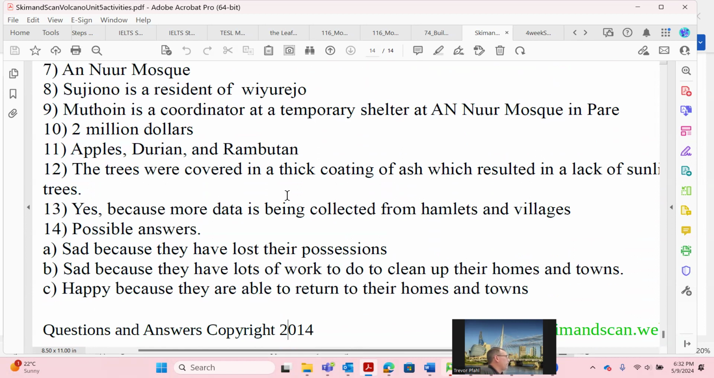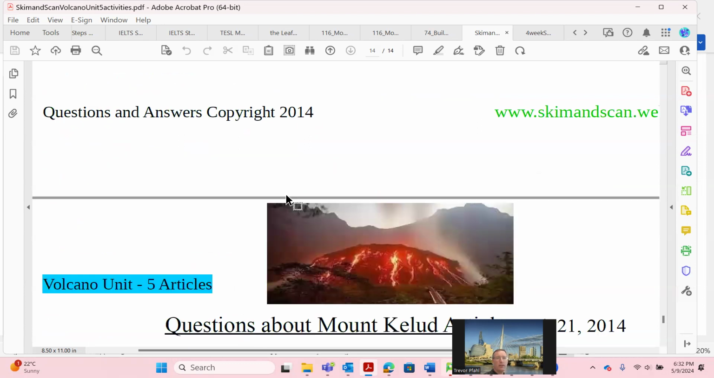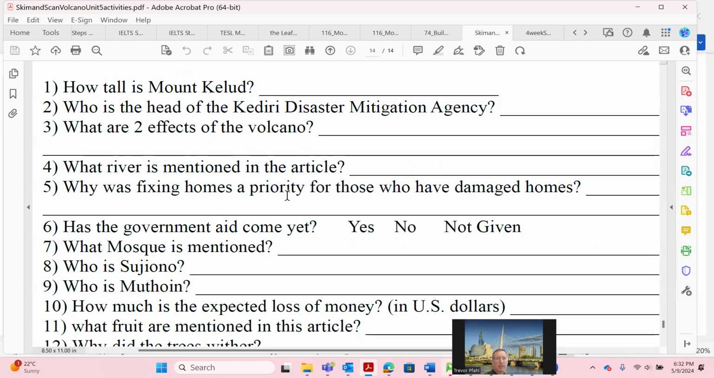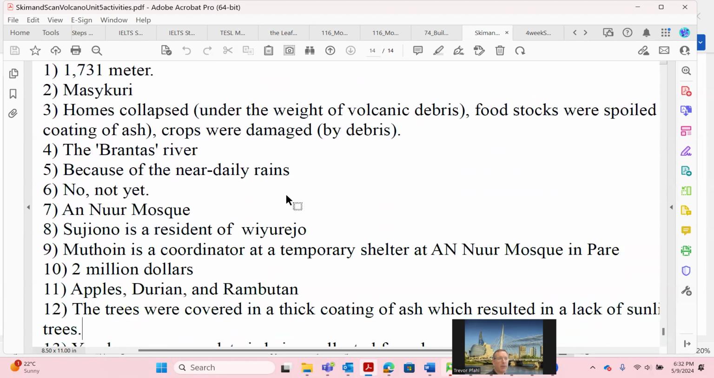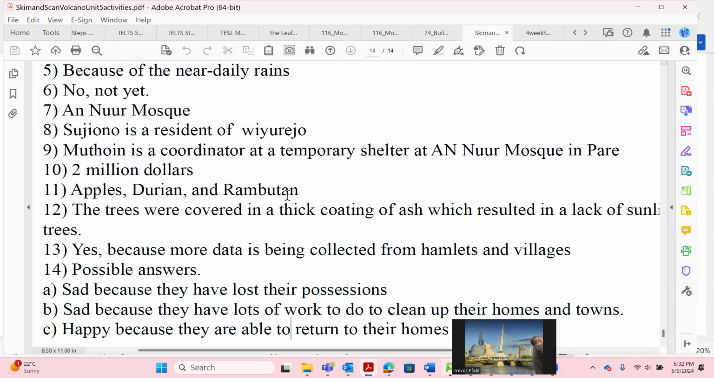I had collected them after, and I don't think you had time to look at the answers, but anyway, there are the answers. We had looked at this one about Mount Kalud Part 1: how tall is it, how many days, has it come yet, who is this person. But we hadn't looked at this second one that had different answers. Anyway, I can send this to you as well, to look at the answers on both sides.